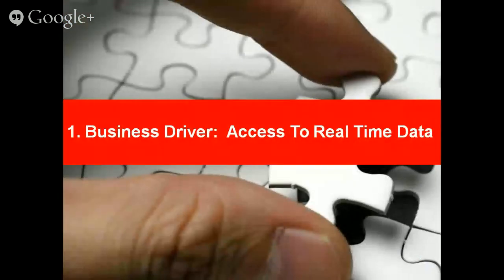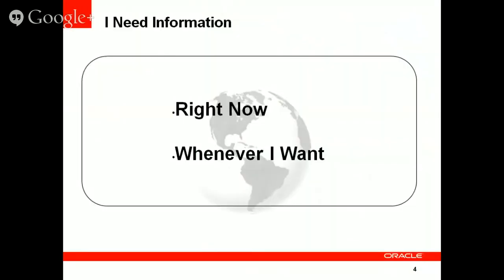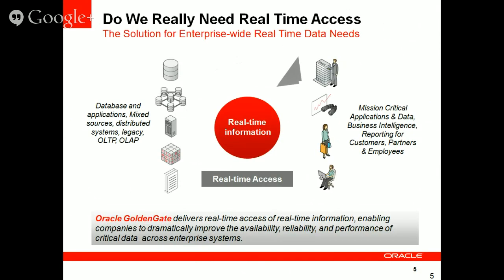So let's start with the first point, business driver and access to real-time data. So we need information right now or whenever we want. So do we really need real-time access? So this real-time access of data is possible with the help of Oracle GoldenGate. Oracle GoldenGate delivers real-time access of data, enabling companies to dramatically improve the ability, reliability, and performance of critical data across enterprise systems.